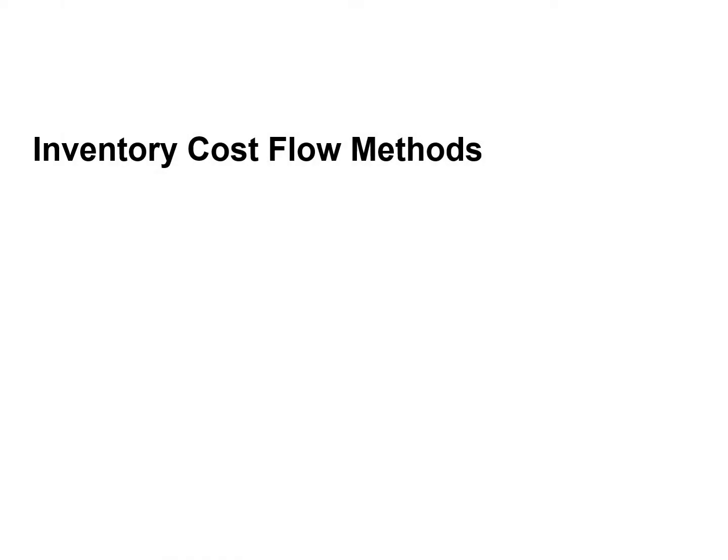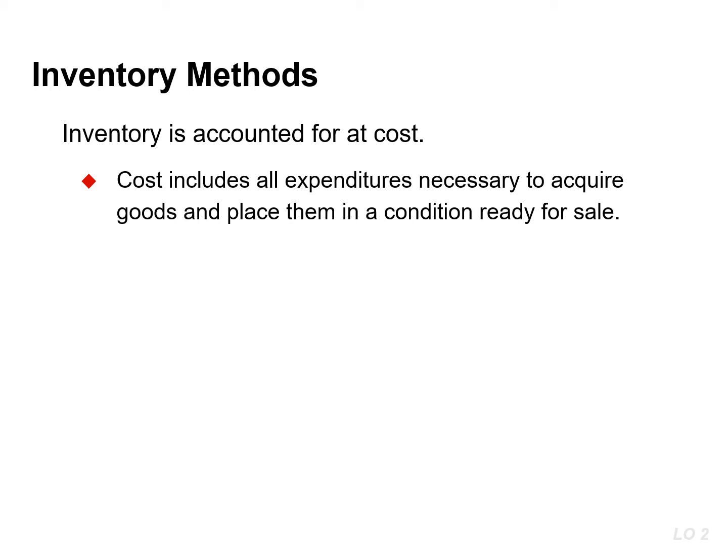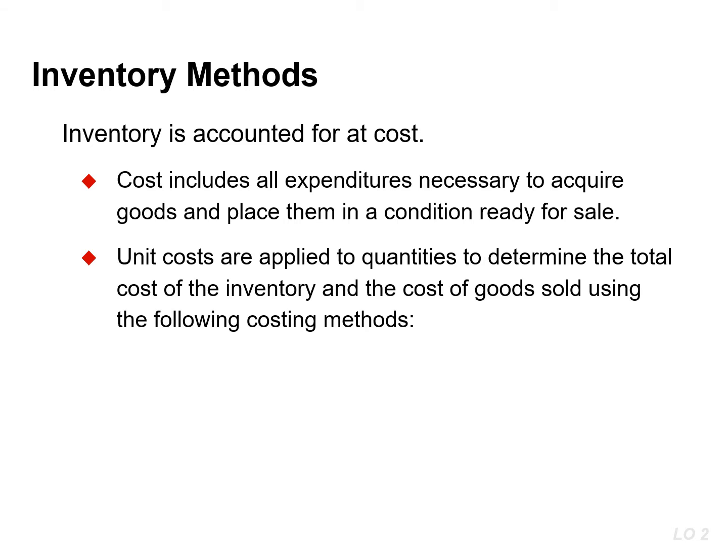This video will explain the specific identification method and briefly discuss the three assumed cost flow methods. Inventory is accounted for at cost and includes all expenditures necessary to acquire the goods and place them in a condition ready for sale. After a company has determined the quantity of units of ending inventory, it applies the unit cost to the quantities to determine the total cost of the ending inventory as well as the cost of goods sold.